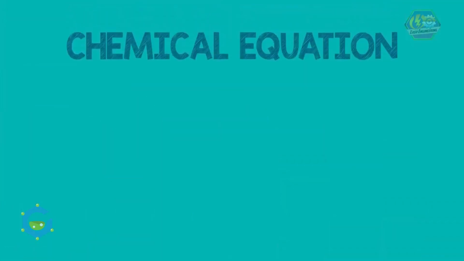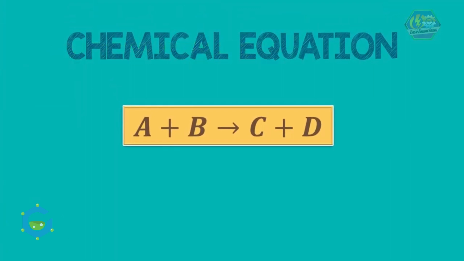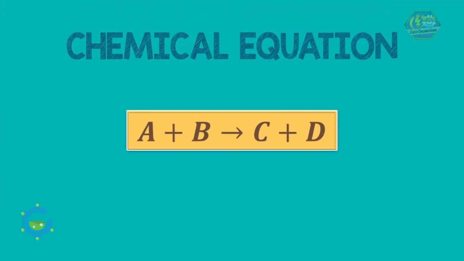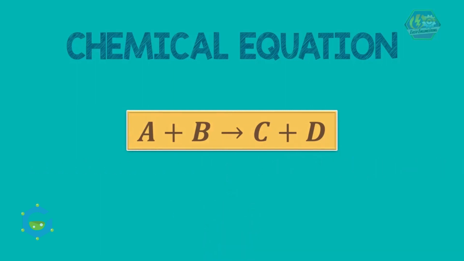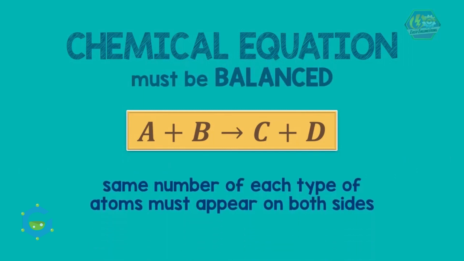A chemical equation has reactant formulas on the left of the yield arrow and product formulas on the right. Here, A plus B are the reactant formulas and C plus D are the product formulas. The arrow symbol is read as "yield." To present a chemical change quantitatively, the equation must be balanced. That is, the same number of each type of atom must appear on both sides.